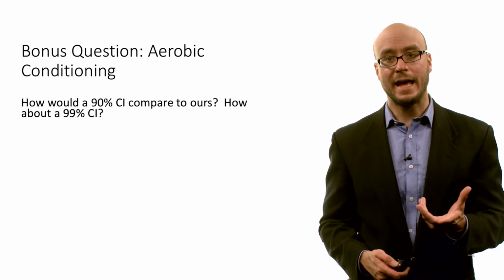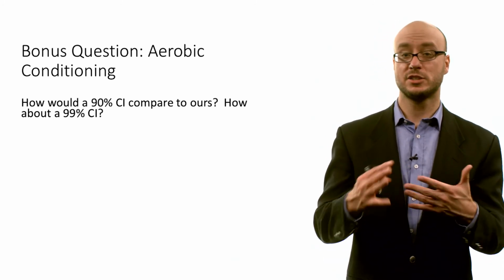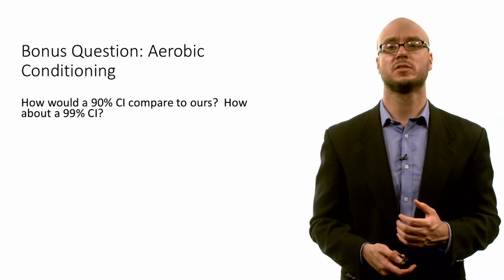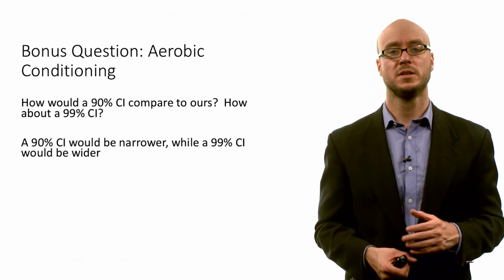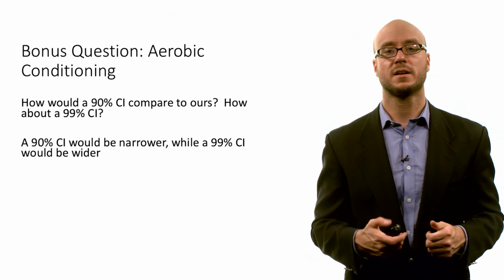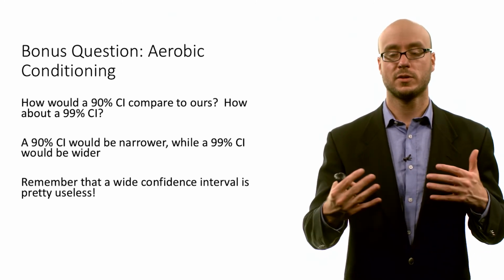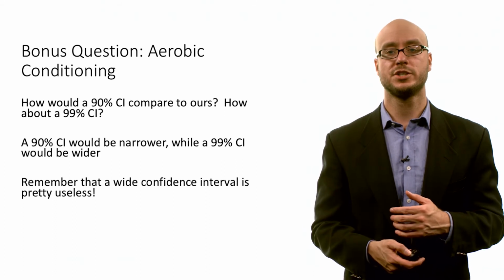I think the key point here is that you might consider how a 90% confidence interval would compare to ours, or a 99% confidence interval. Again, a 90% confidence interval would be narrower, while a 99% confidence interval would be wider. So we can alter our consideration here based on the level of confidence. The key point is that in this case, with a 95% confidence interval, we in fact reject the null hypothesis.